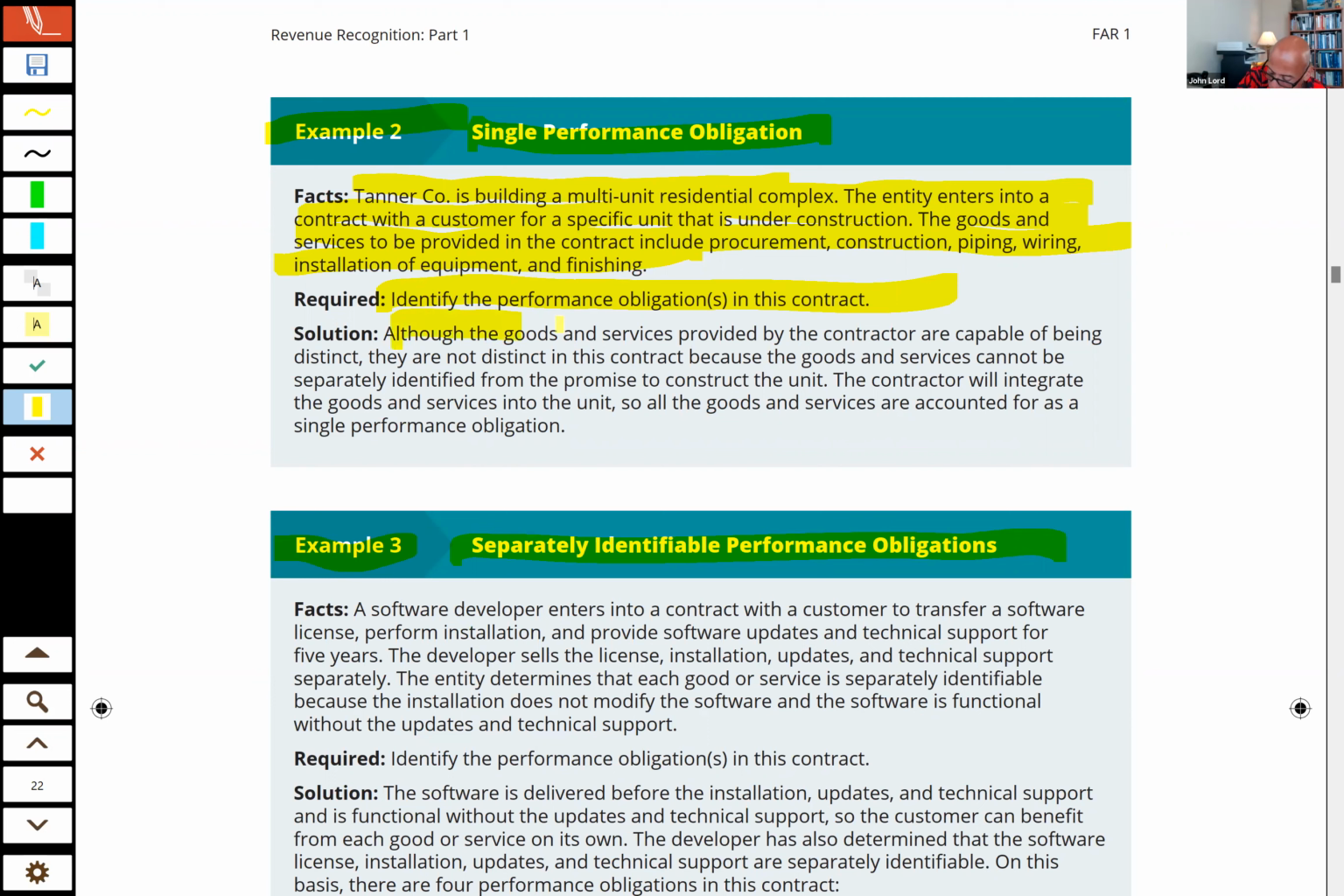So although the goods and services provided by the contractor are capable of being distinct, it is not a distinct contract because the goods and services cannot be separately identified from the promise of the construction unit. It all comes together, and so this will be accounted for as a single performance obligation.